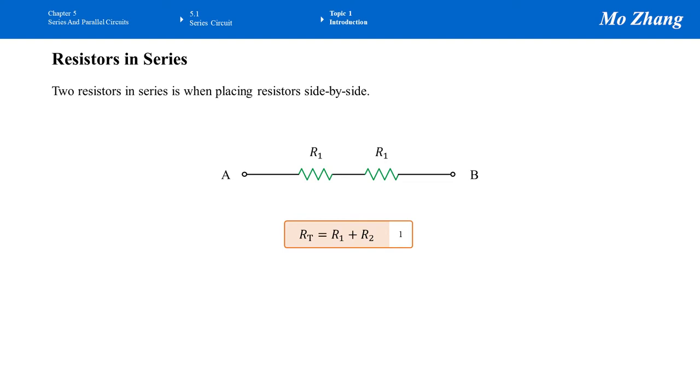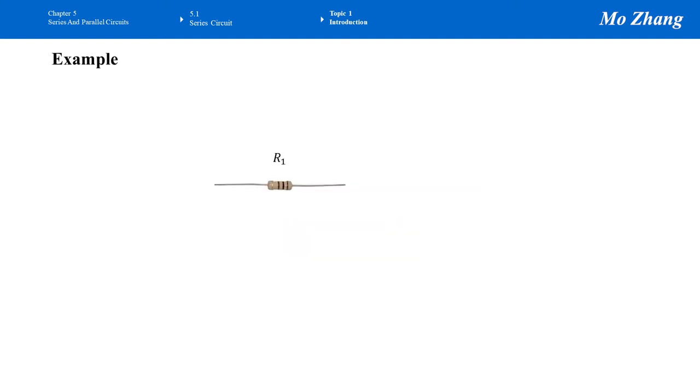Most of the time, we want to know what's the total resistance of the system. For resistors connecting in series, the total resistance, RT in this case, equals R1 plus R2's value. Let's see how we can connect two real resistors in series. This is one resistor, and here we get another one. We connect them together, and they share a common point. So this kind of connection is series connection.